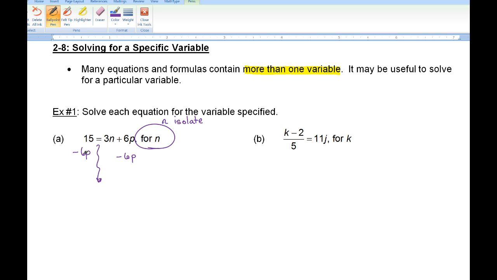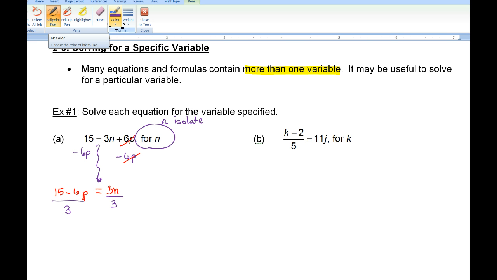Now, it's only going to cancel the 6p on this side, because there is no P on the other side. So I'm literally going to just bring down the 15 and write it as 15 minus 6p. You can't combine them, they're not like terms. I can get rid of the 3 by dividing. So why can't you do that to the P too?